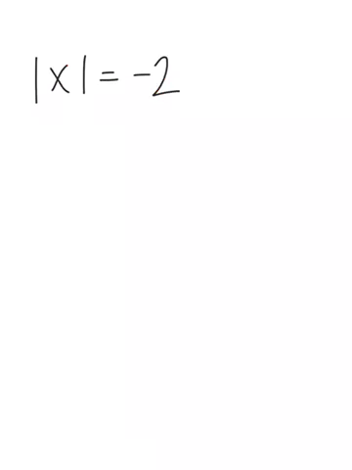In this equation, it says the absolute value of a number is -2. Well, we know that absolute value always results in a positive number, so this is not possible. Therefore, there is no solution.